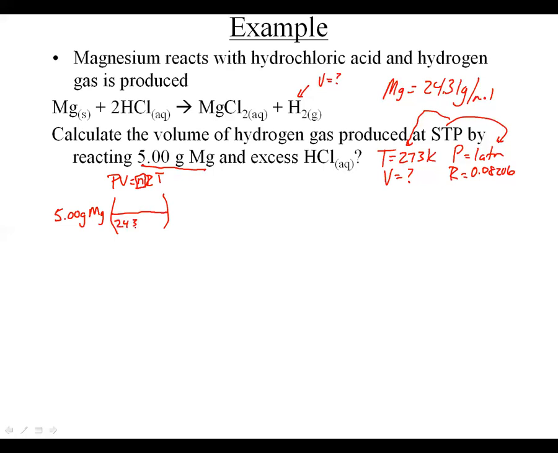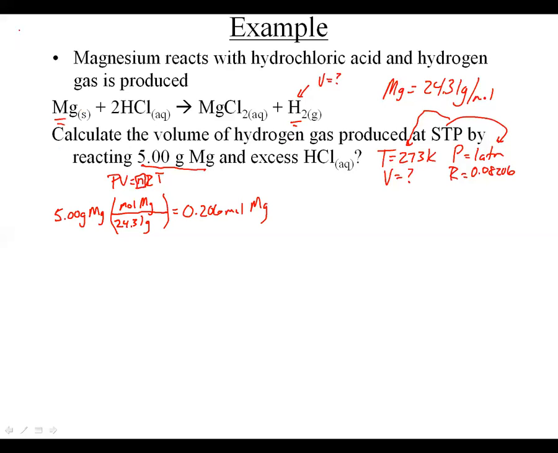2431 grams per mole of magnesium. And if you get an answer here, you would get 0.206 moles of magnesium. Again, that is close to what we want, but remember, we're ultimately looking for H2. And at this point, we really only have information about magnesium. So this is where the stoichiometry part comes into play.